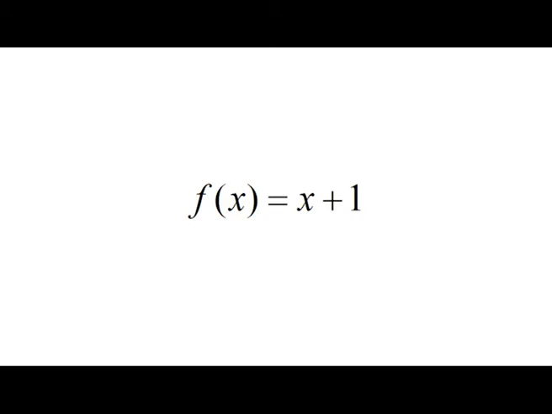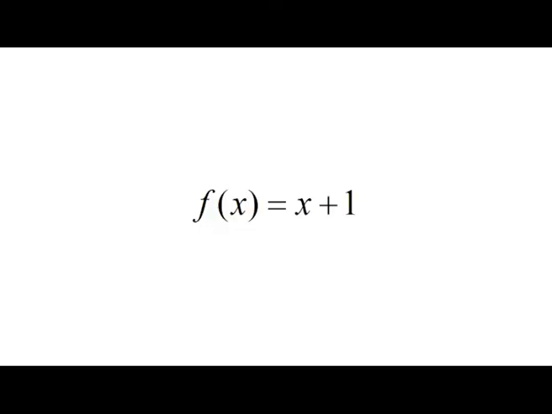Now, we note that the graph of a function f is also the graph of the equation y equal to f of x. As an example, the graph of the real valued function f of x equal to x plus 1 is the graph of the equation y equal to x plus 1. This equation represents a straight line. Hence, the graph of f of x equal to x plus 1 is a straight line and the function f of x equal to x plus 1 is called a linear function.